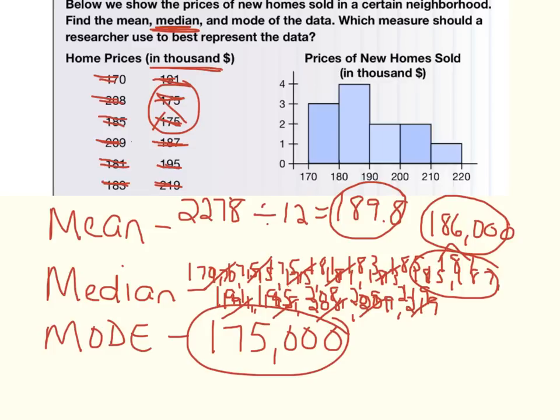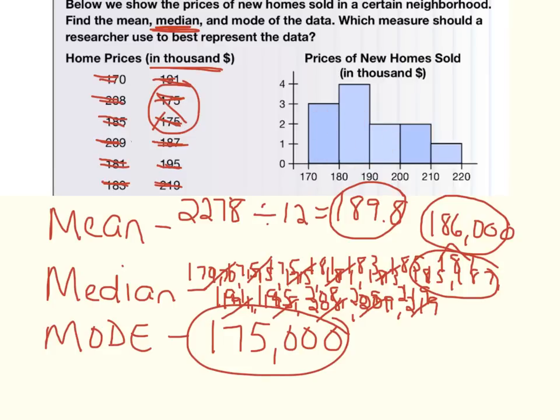Now the question is, which measure should a researcher use to best represent the data? Which one best represents the data? Would the mode best represent the data, do you think? I don't think so, because it's a little bit low. If you look at this chart right here, it's low. 175 is going to be right in here, and that doesn't best represent the data. You want something that's more in the middle.